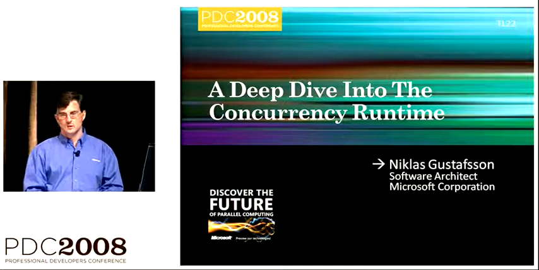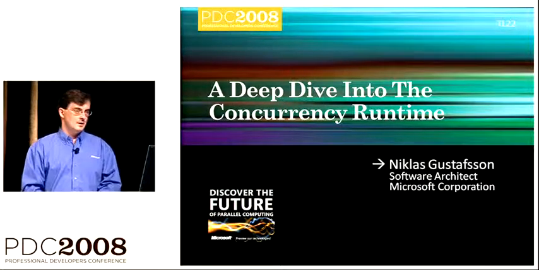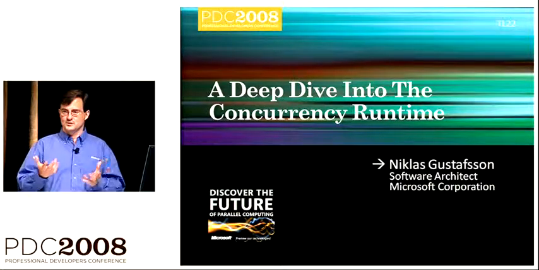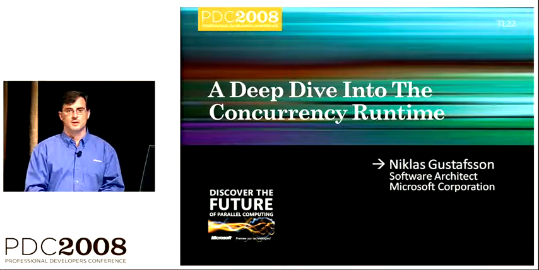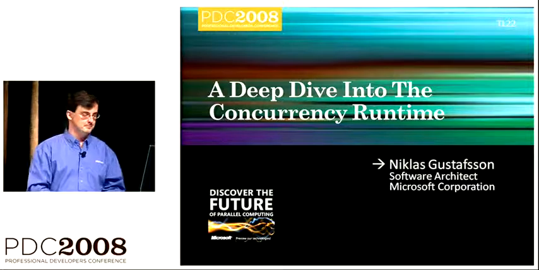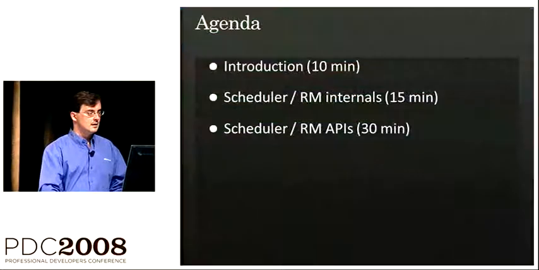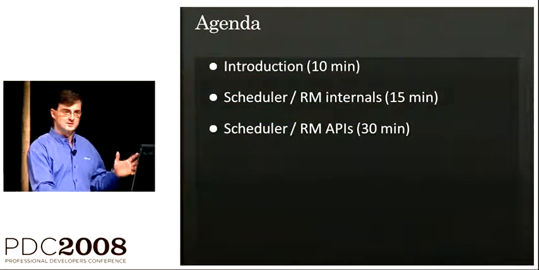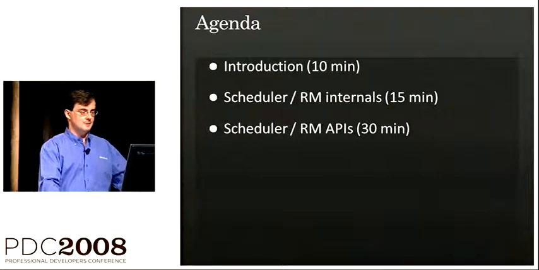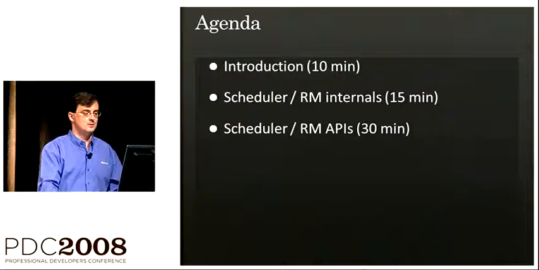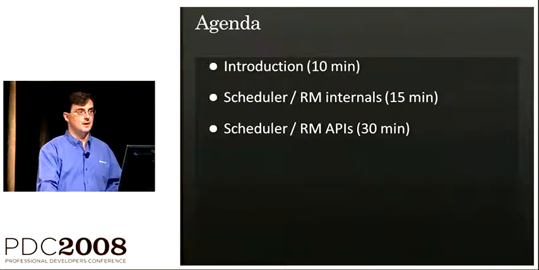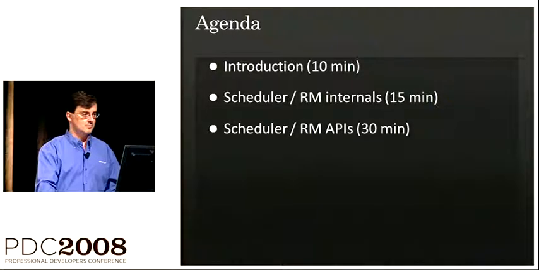I'm going to be talking about taking a look at what's inside the concurrency runtime and also talk a little bit about how to extend it. I'll spend about 10 minutes introducing this stuff, and we'll spend 15 minutes on going through the internals, and then we'll look at code, and we'll look at how to do the actual extensions using the APIs that are public.